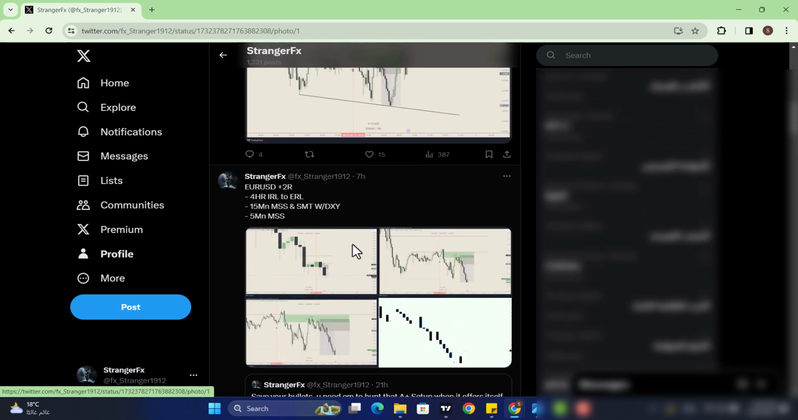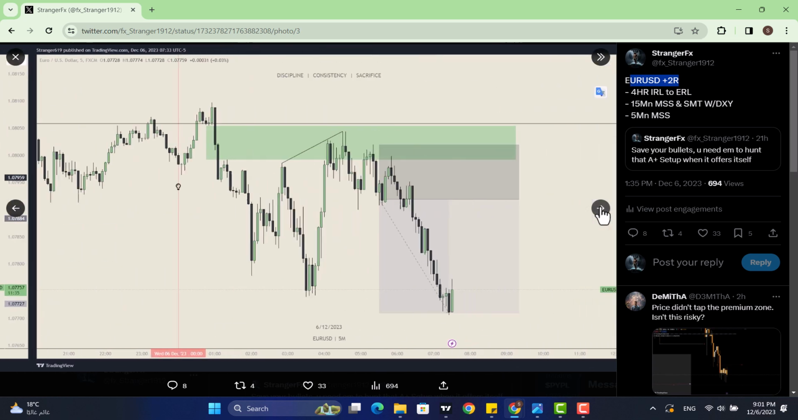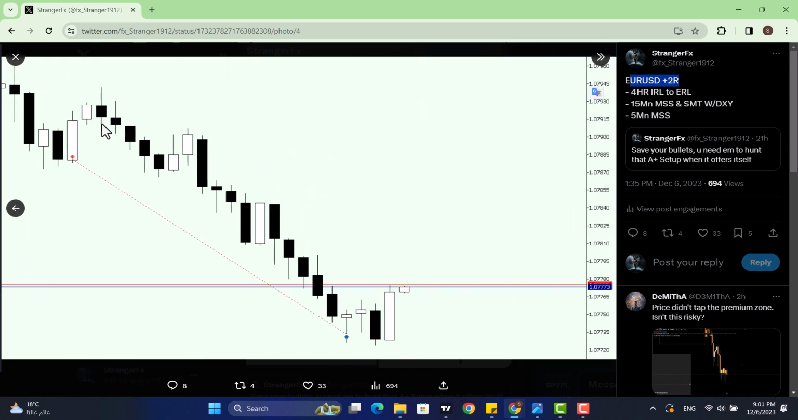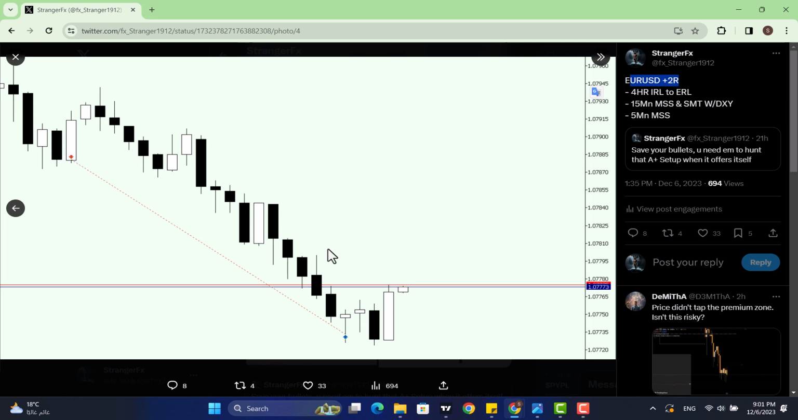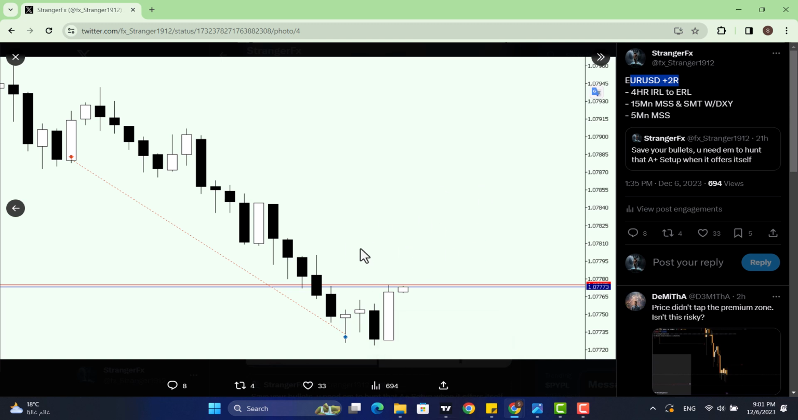So as you can see, here is the trade. It was for 2 hours, right? And here's the execution, entered from here and exited from here. Now let's head into the charts, and I'm going to show you exactly the narrative behind this trade.